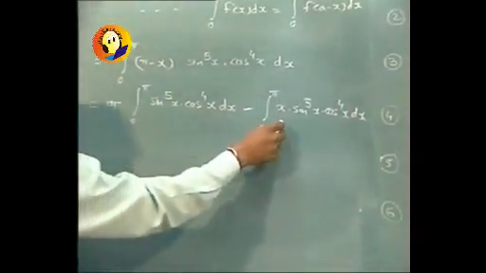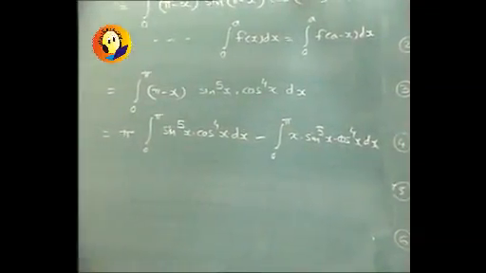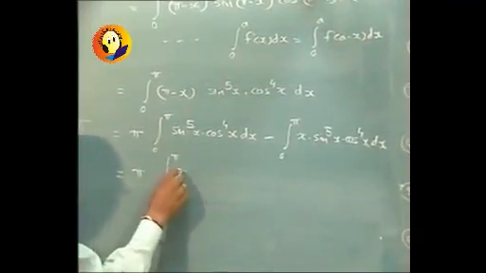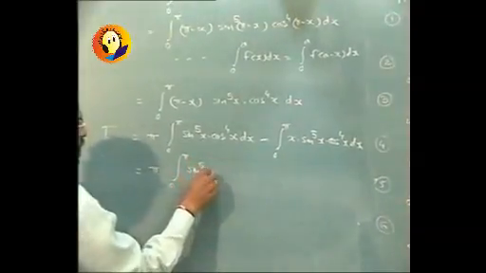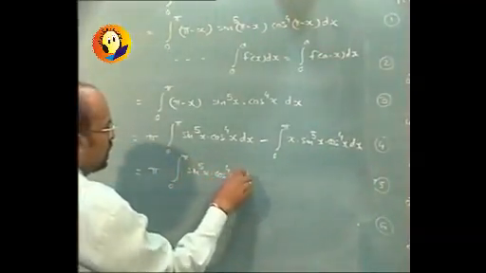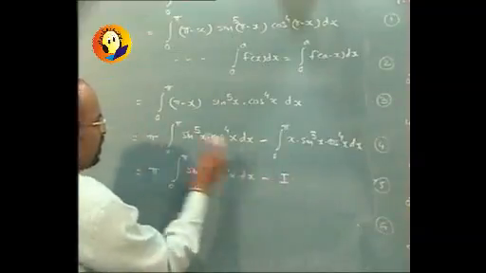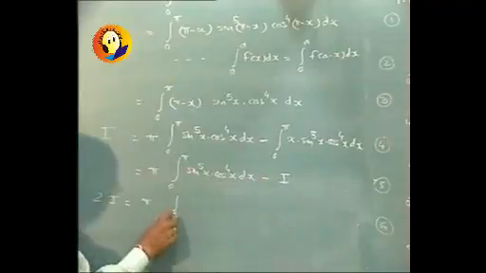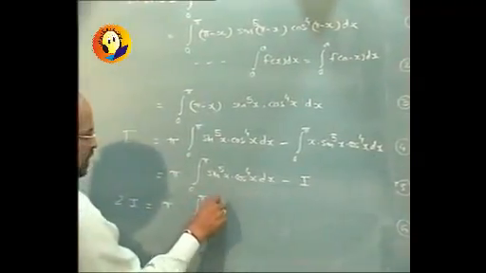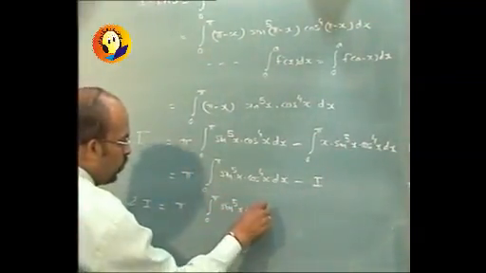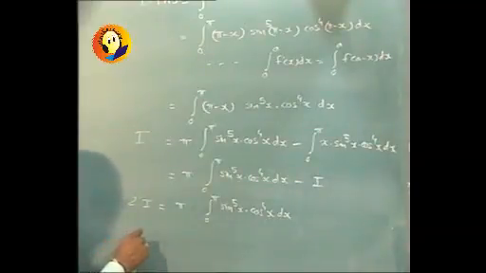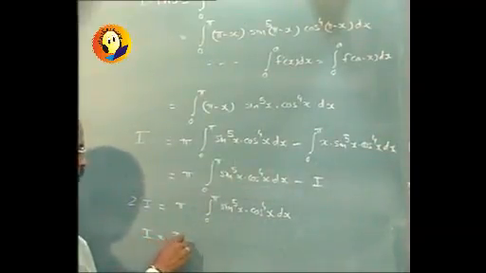But this is nothing but the left hand side, that was I. So this can be written as pi integral 0 to pi sin raised to 5x into cos raised to 4x dx minus I, which can be taken on one side, and you have the result as 2I is equal to pi integral 0 to pi sin raised to 5x cos raised to 4x dx. So I can be calculated, so I will be equal to pi by 2.